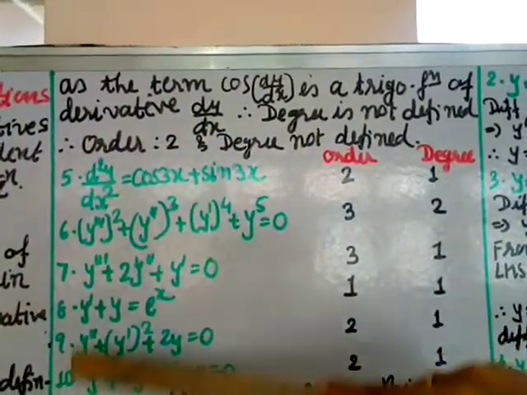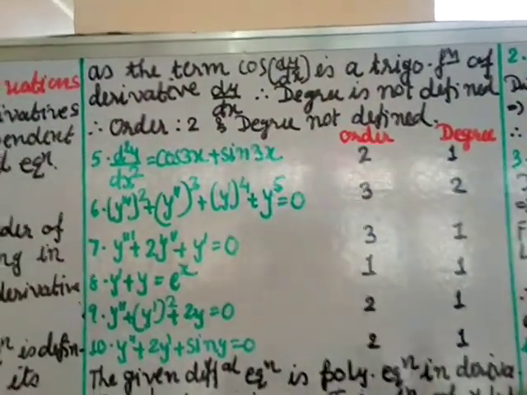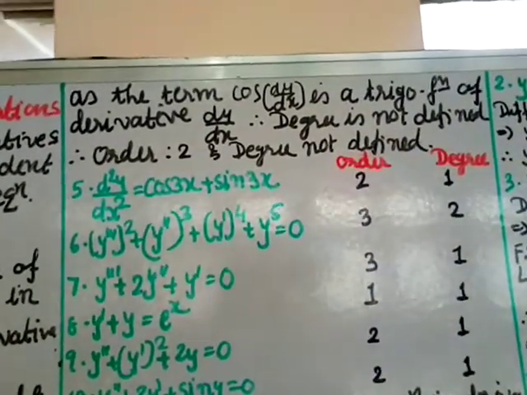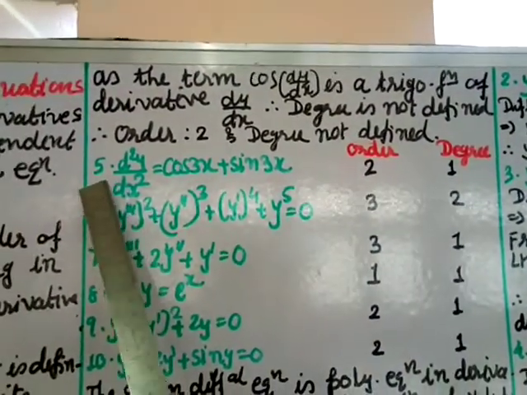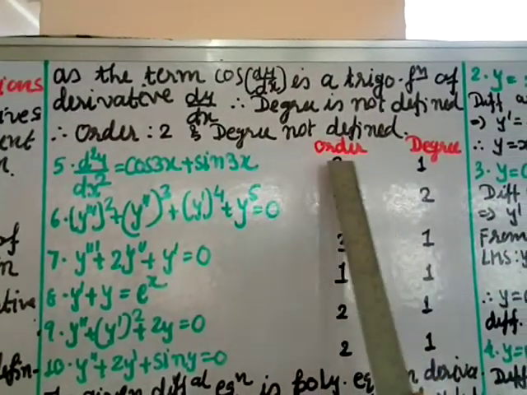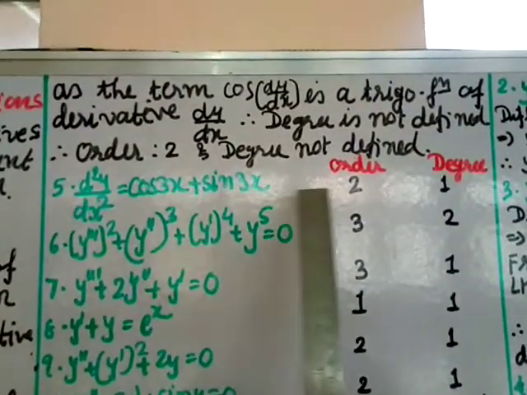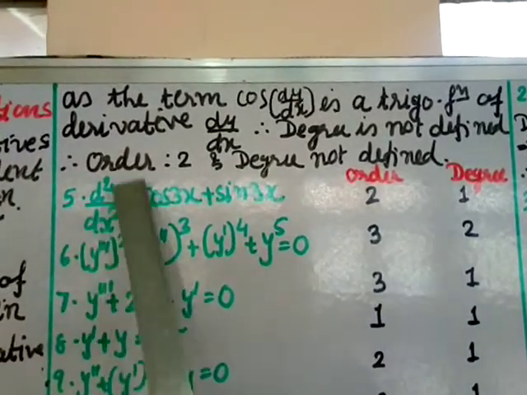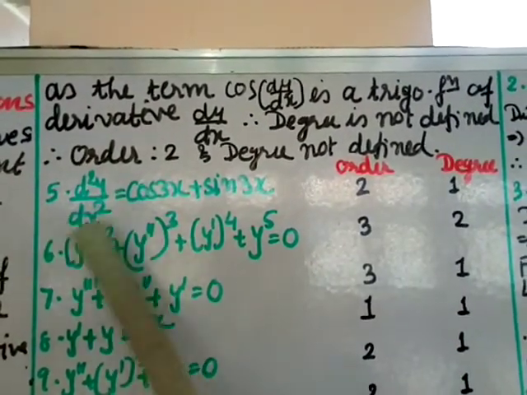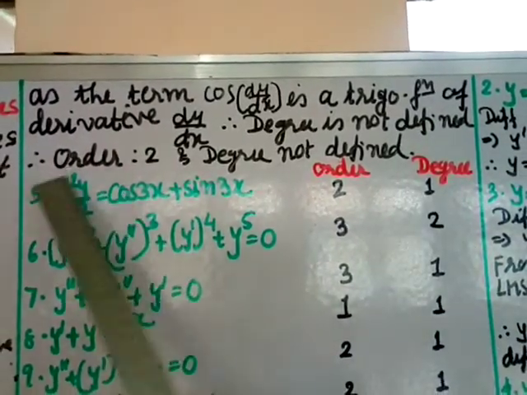Now for the rest of the questions up to 10, I have just directly written, not written this extension. Okay, you can just write it how we have written previously. Question number 5, d square y by dx square is equal to cos 3x plus sin 3x. Now order means which derivative is done. Here d square y by dx square means second derivative is done, so order is 2. And degree means power of this is 1. Okay, not given means 1.